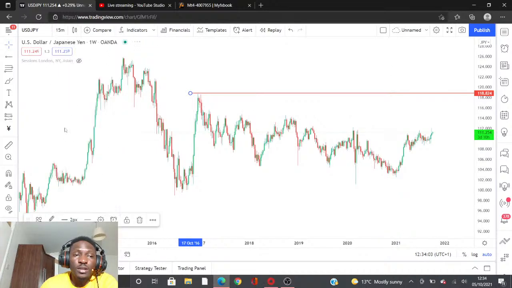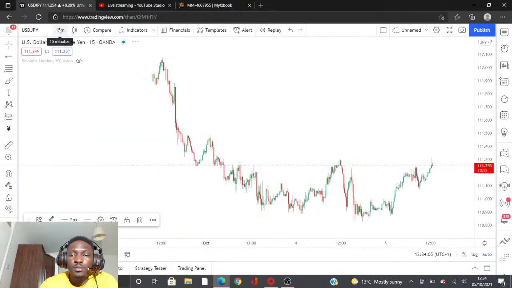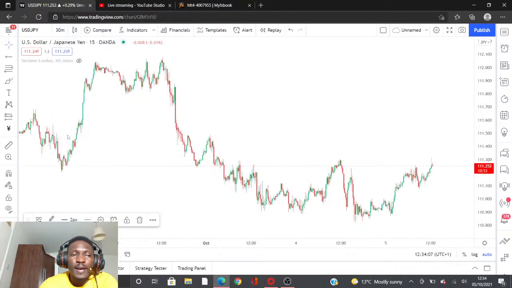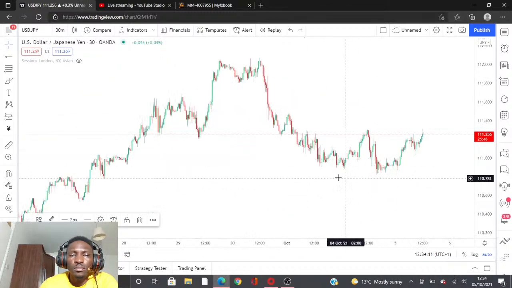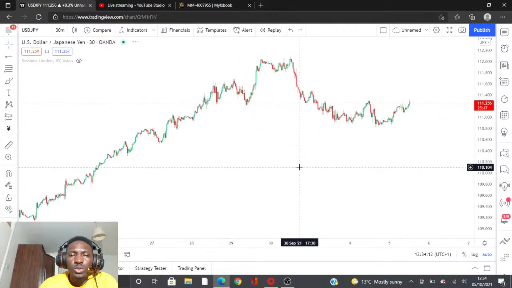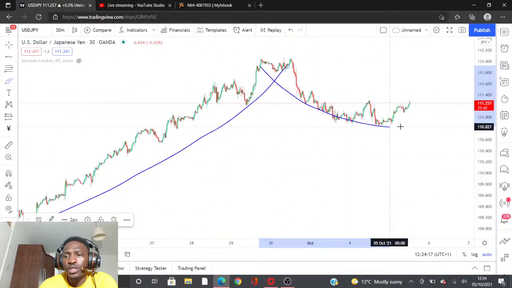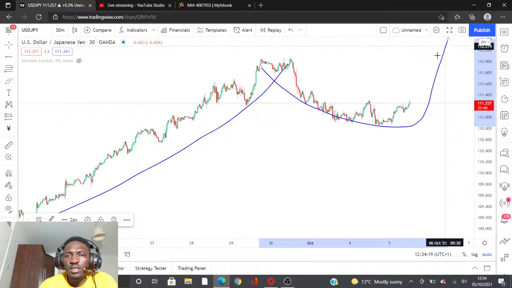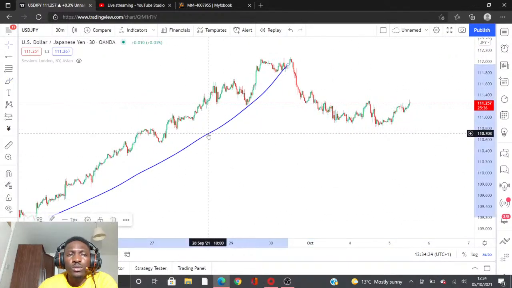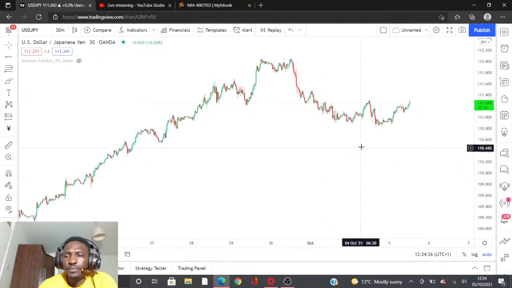But looking at it on a lower time frame, we don't really have a trade. I mean, we've had this huge impulse leg, and now the market is giving us some kind of a correction. You can expect this to continue going up at some point, but I'm not going to rule out a deeper correction.